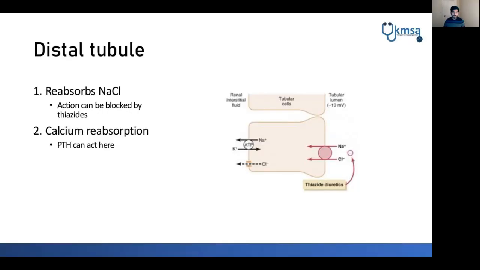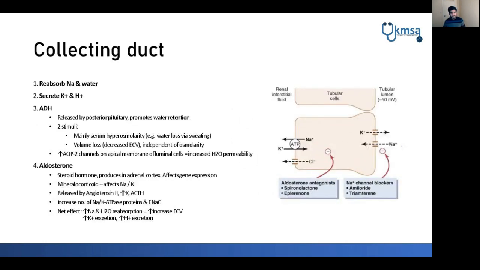The loop diuretics, they work here. Then coming on to the distal tubule, again, only big picture stuff. Usually, physiologically, it reabsorbs sodium chloride, and we can stop this by giving people thiazide diuretics. So this results in reduced sodium and chloride in the body and more excreted in the urine. And this is also where PTH can act and exert its effect on the kidney.